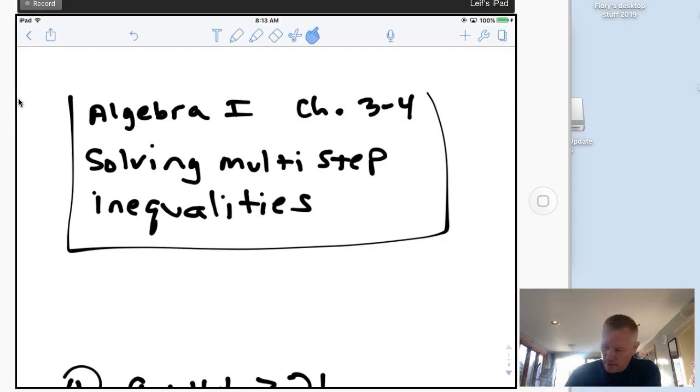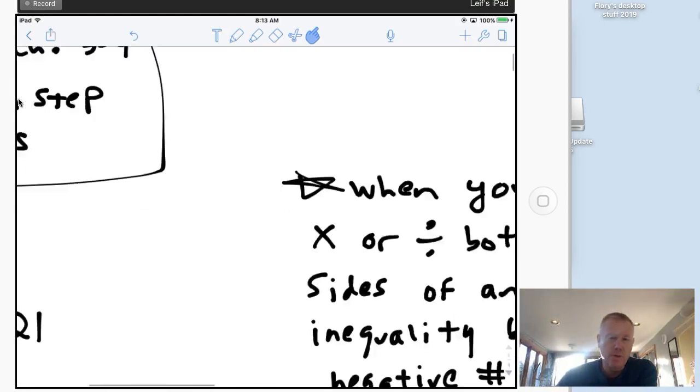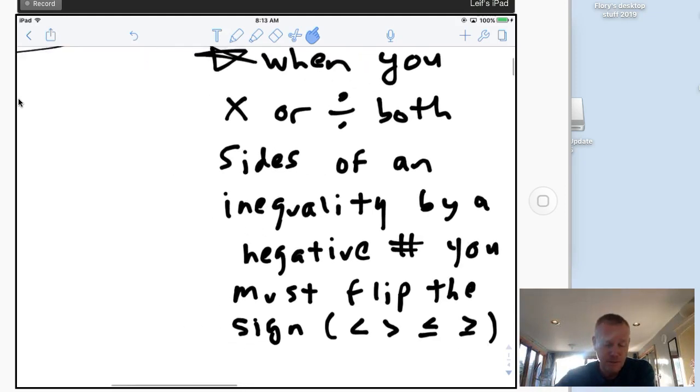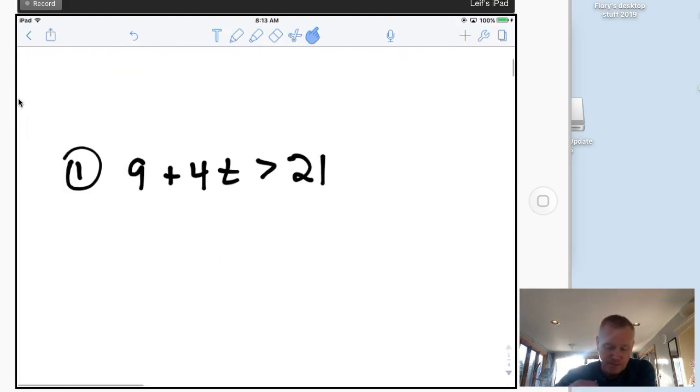Okay, hi there. Today, for Algebra 1, I'm going to be covering Chapter 3-4 on solving multi-step inequalities. So again, every time I teach a lesson on inequalities, I need to post this: when you multiply or divide both sides of an inequality by a negative number, you must flip the sign, whether it's greater than, less than, greater than or equal to, or less than or equal to, any of those. All right, so back to this.